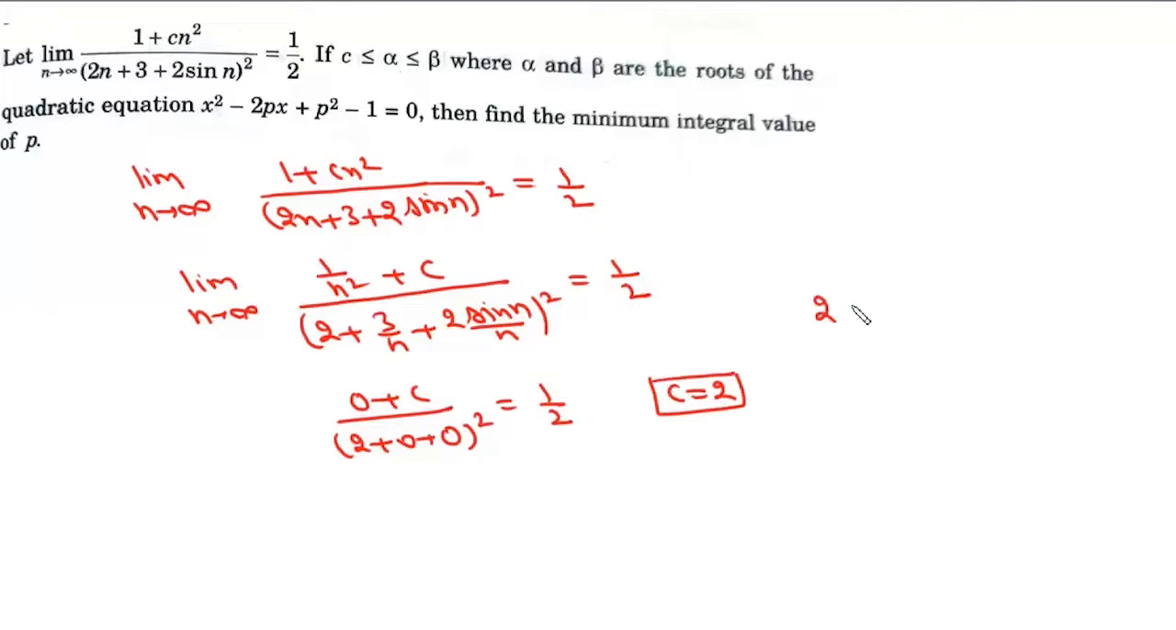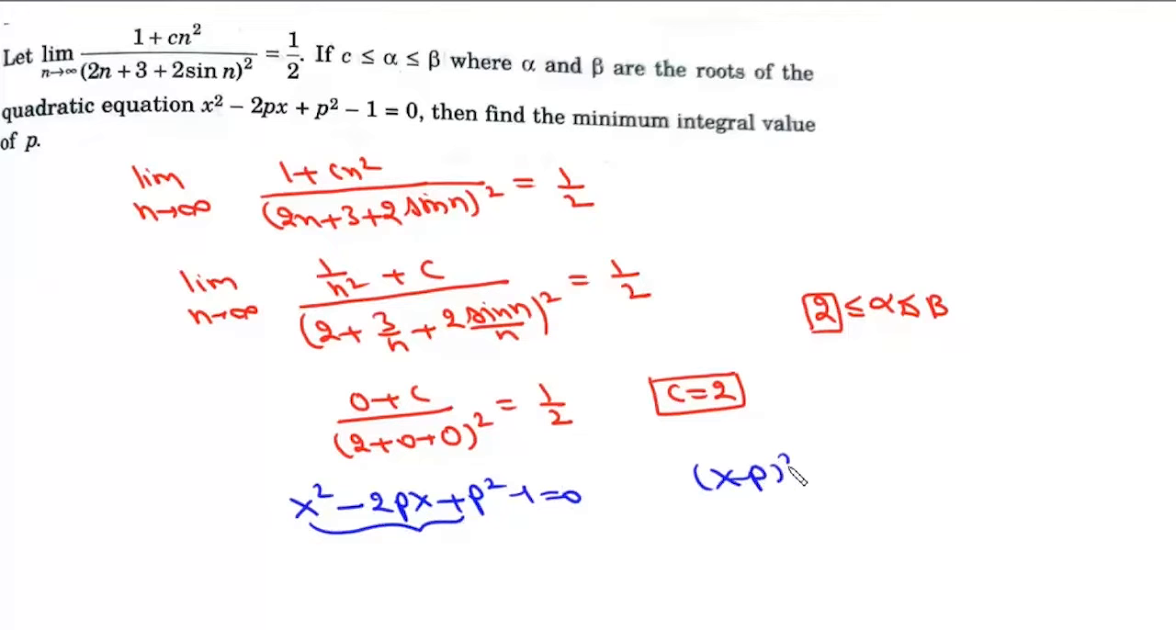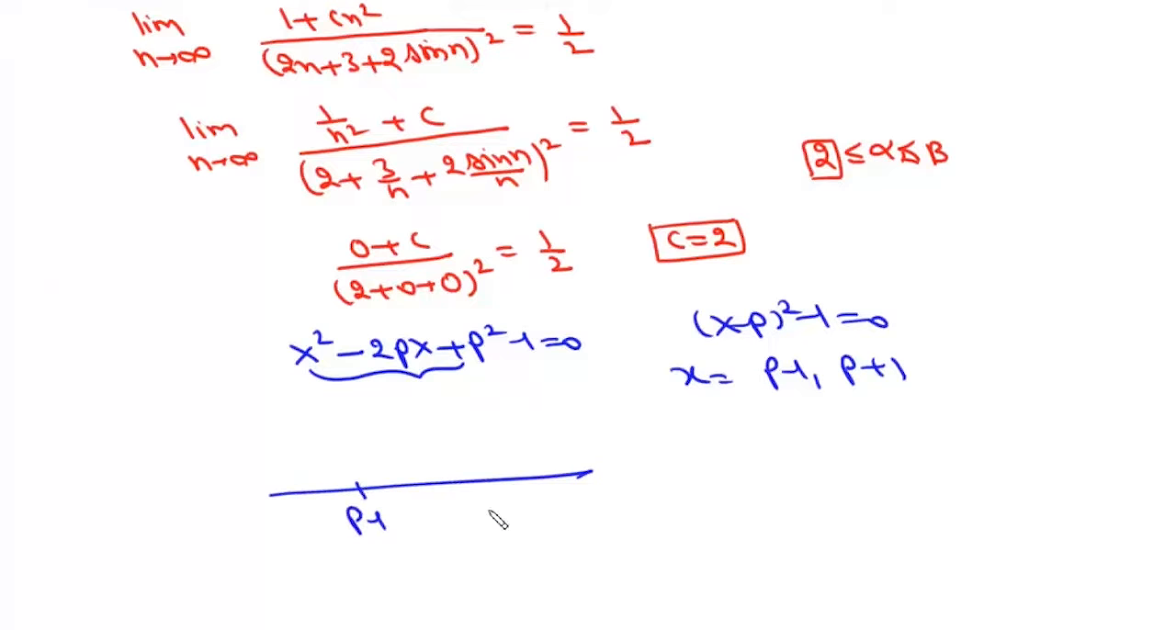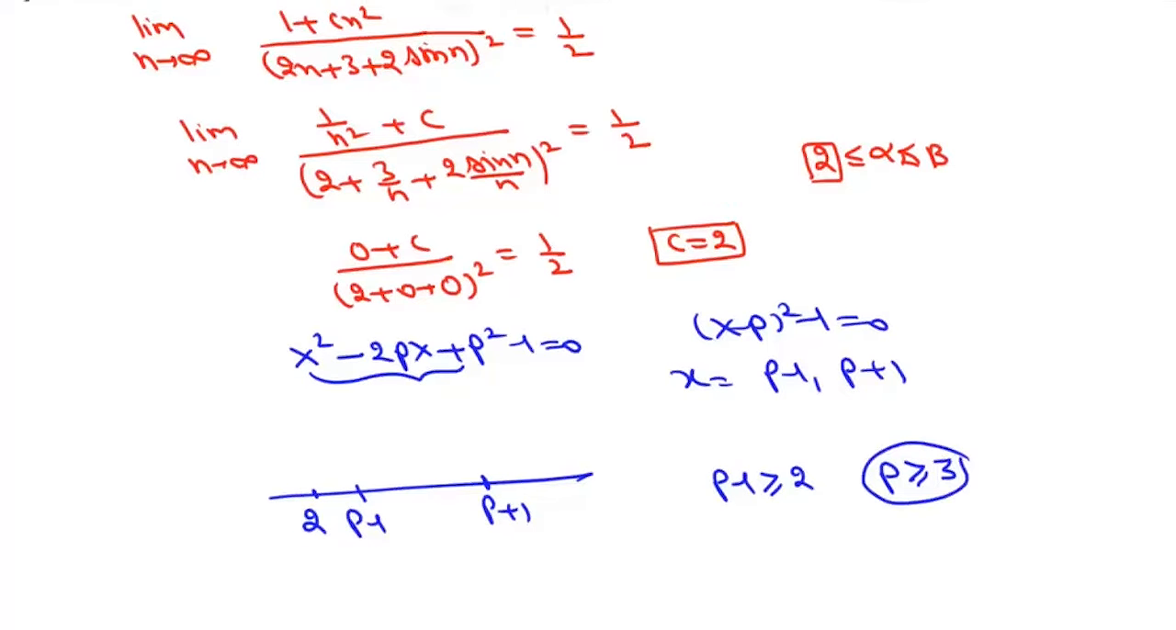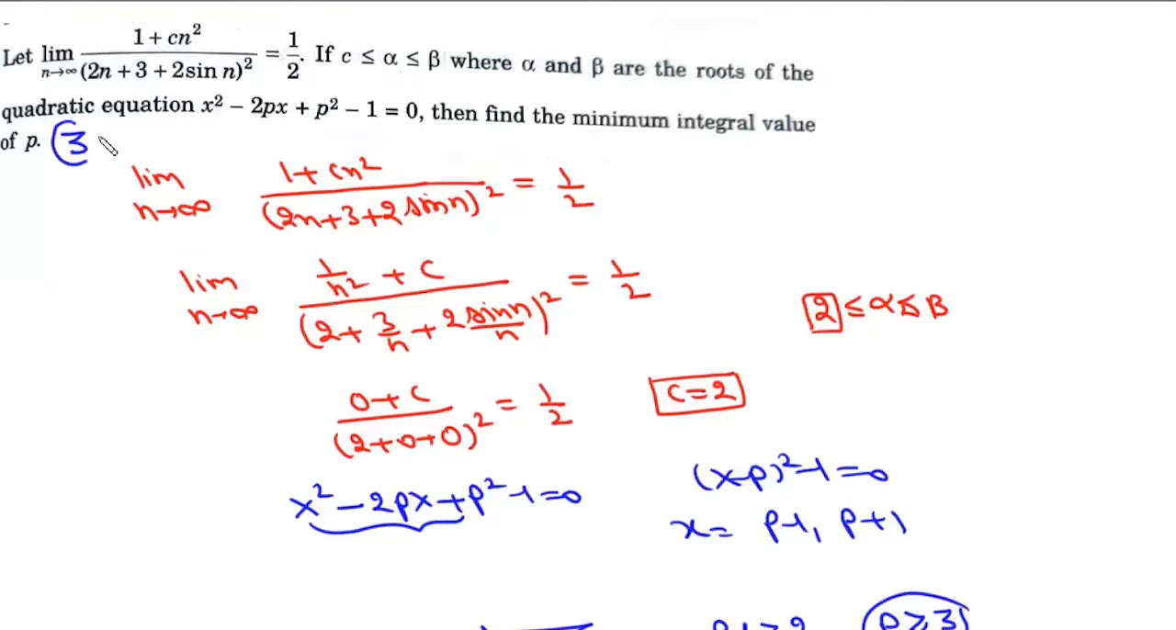Now it says both the roots of this equation, alpha and beta, they are greater than 2. So we have to find the condition that both roots are greater than 2. Now if we look at this equation, it is x square minus 2px plus p square minus 1 equals 0. Now this is (x minus p) whole square minus 1 equals 0. So the roots of this equation are p minus 1 and p plus 1. These roots must be greater than 2, which means p minus 1 must be greater than or equal to 2, or p is greater than or equal to 3. Now the smallest integral value of p is simply 3, and that is the answer to this question.